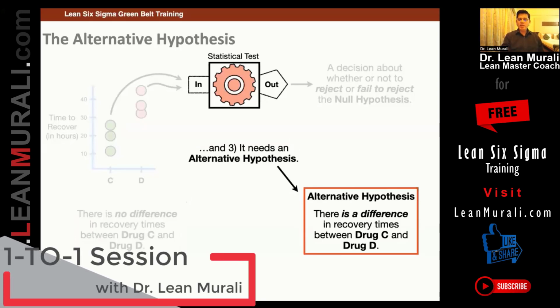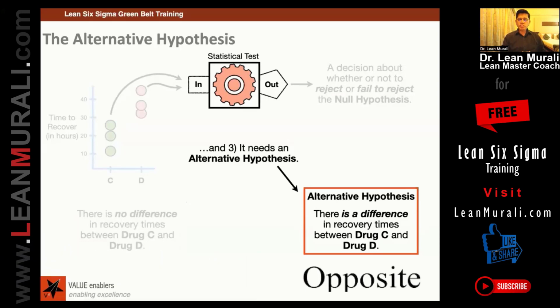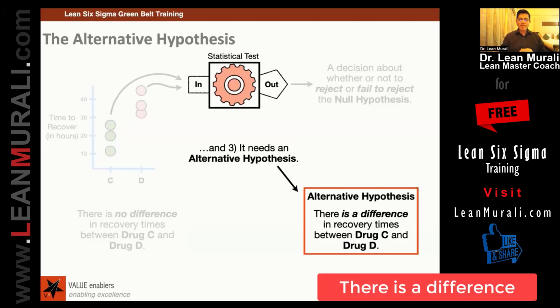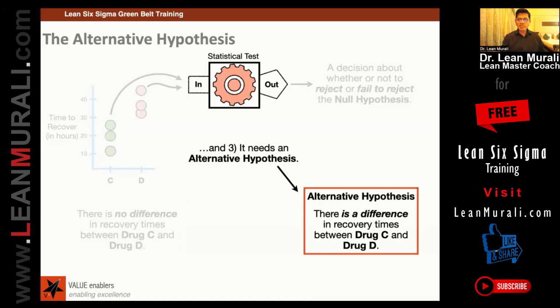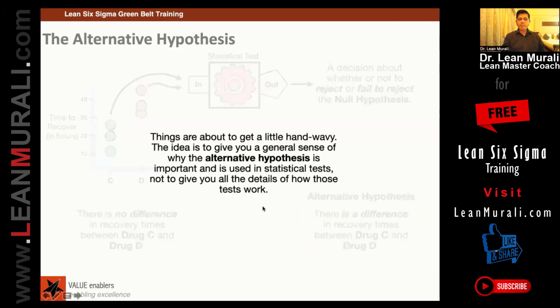And generally, alternate hypothesis is just the opposite of null hypothesis. If null hypothesis says there is no difference, alternate hypothesis says there is a difference. If null hypothesis says they are same, what will alternate hypothesis say? They are not the same, they are different. So in this case, the alternate hypothesis is just simply the opposite of the null hypothesis.